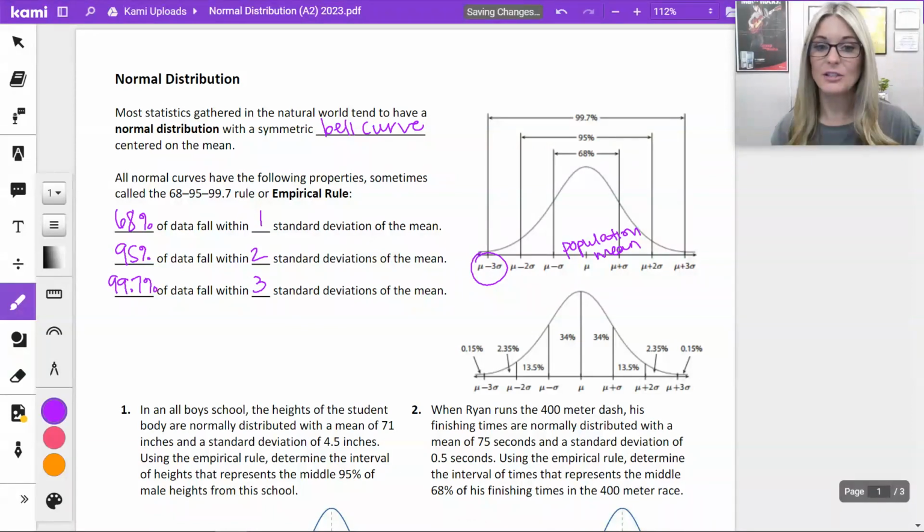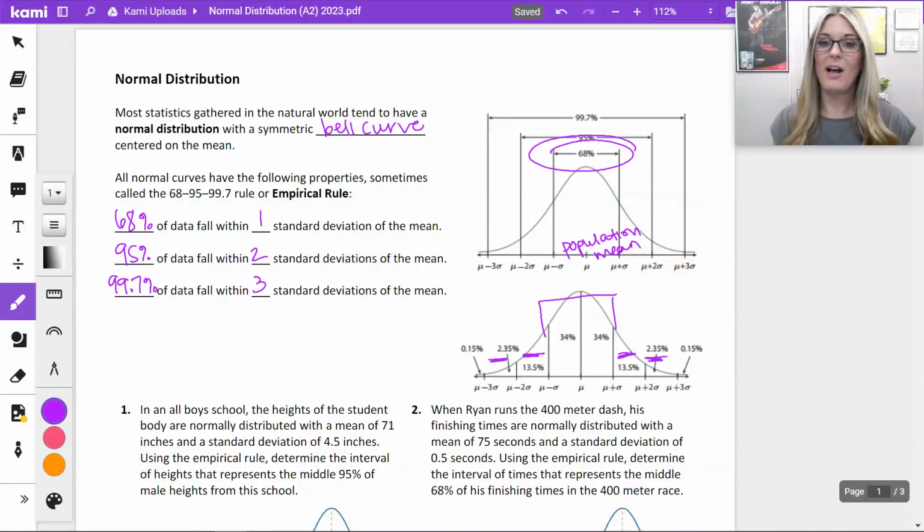I added an additional image below because you'll be asked what percentage of the data falls between certain values. Obviously, if you take 68% and cut it in half, you have 34 and 34%. If we keep moving out towards that 95%, as we add that, we'll have 13.5% on each side. The next little segment is 2.35%.